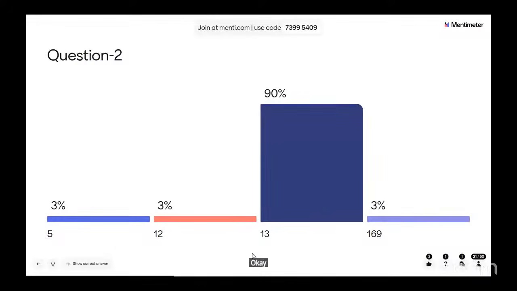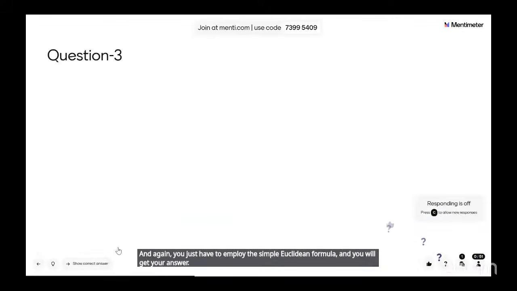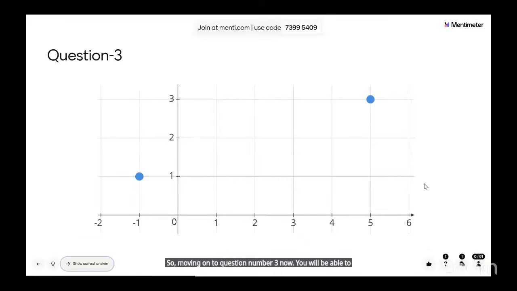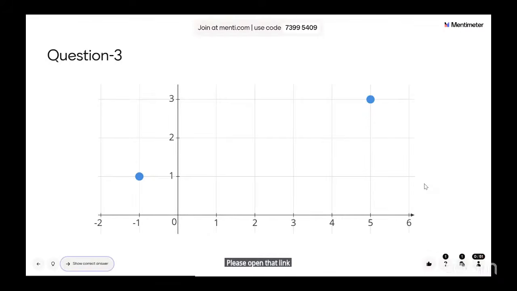Okay, 90% people say it's 13. Let's see. Right, so 13 here is the correct answer. And again, you just have to employ the simple Euclidean formula and you will get your answer. So moving on to question number 3 now. You will be able to get the exact question in the link that I've shared. Please open that link and there you will get the question as in what you have to do here.